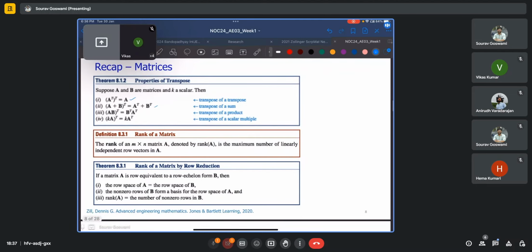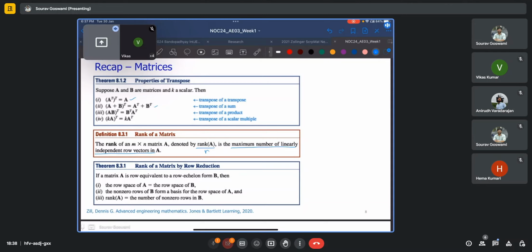And an important parameter is often the rank of the matrix. So, the rank of an m cross n matrix A, denoted by rank of A or even sometimes r, is the maximum number of linearly independent row vectors in A. This is important. It's the maximum number of linearly independent row vectors. So if we could come up with a way to determine how many rows of a matrix are linearly independent, we can then comment on the rank of a matrix. And we'll just look into a few methods of doing this.